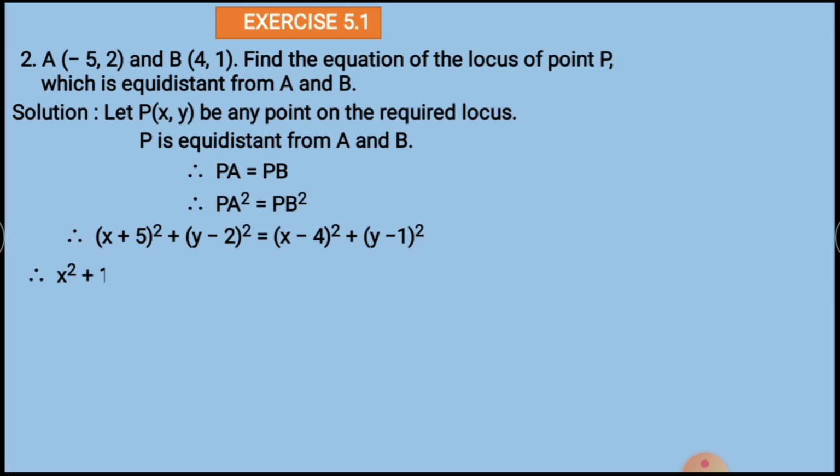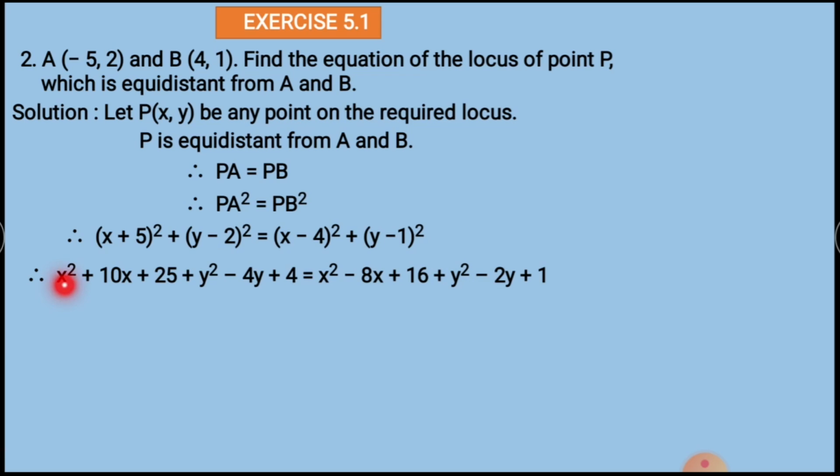So simplify this first, we write the simplified form for each bracket. So (x plus 5) bracket square we write x square plus 10x plus 25, (y minus 2) bracket square we write y square minus 4y plus 4, and (x minus 4) bracket square we write x square minus 8x plus 16, plus for (y minus 1) bracket square we write y square minus 2y plus 1.